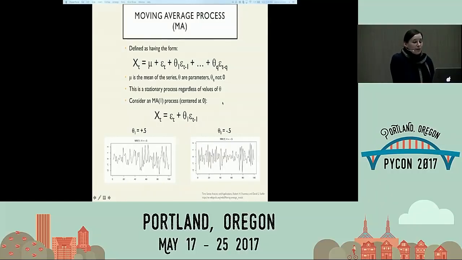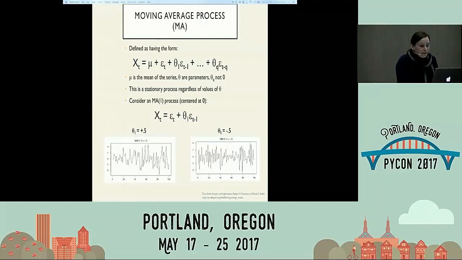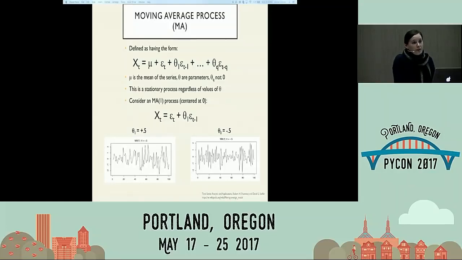This is a stationary process regardless of the values of the thetas, right? Because your errors are IID, Gaussian, mean zero, et cetera. So this is guaranteed to be a stationary process if you've got your moving average, right? Part of the reason we can only model stationary processes is that's the underlying assumption of our model, right? We're saying, oh, if you have a moving average, you'd better be modeling something that's also stationary.